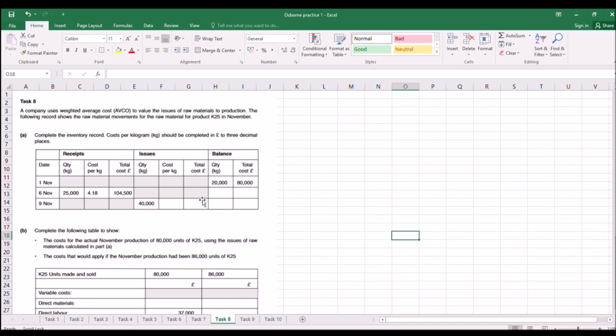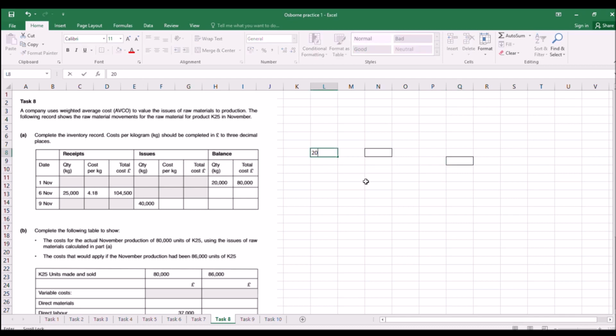Okay, task 8. Right, company uses weighted average cost to value raw materials for production. The following record shows raw material movements. Complete the inventory record. In there, again, it's tempting us to try and complete it, but we don't. We never do that with stock. We start to put little trucks in there. So we've got the opening one, we've got a receipt coming in, we've got an issue. Right. Okay, fine. Let's have 3 little trucks.